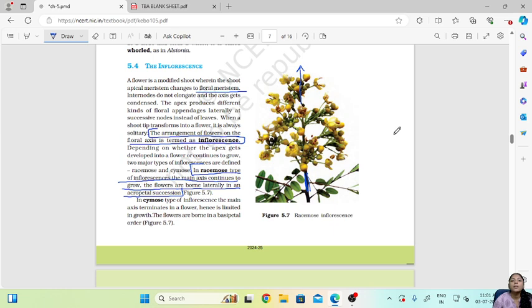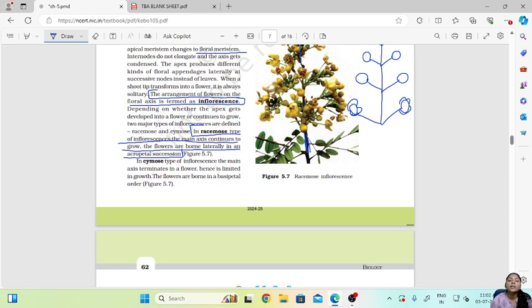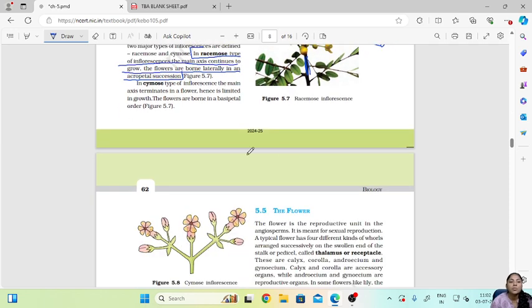Acropetal succession means the flowers at the bottom or at the base will develop, mature and open first, then the flowers at the top. For example, this is how it will be. So these flowers will be more mature. As we go down, the flowers will be more mature than the topmost flower or the flower present at the apex. So this is how the racemose inflorescence is.